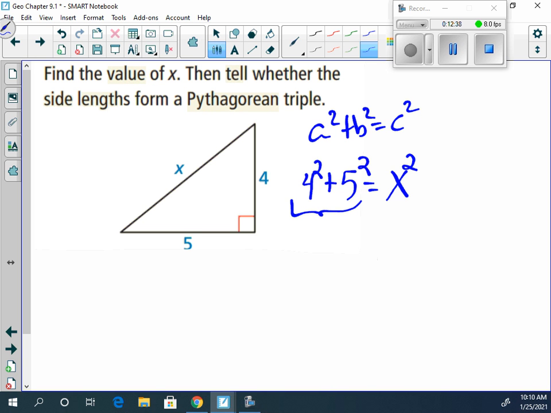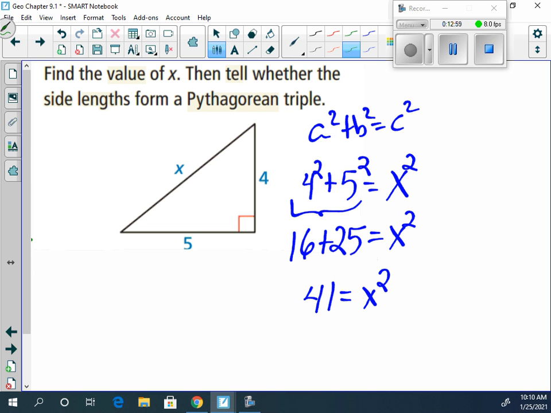Well, first we need to simplify because we have 4 squared and 5 squared on the same side, yes? So we can plug those in a calculator. Now 4 squared would be 16. 5 squared would be 25. 25 plus 16 is going to be 41.